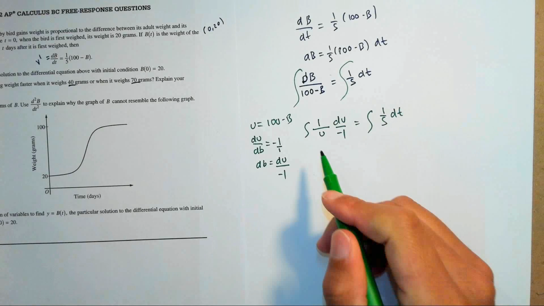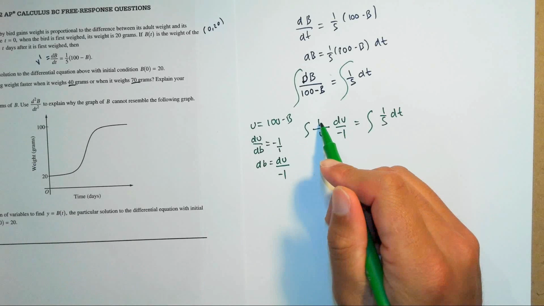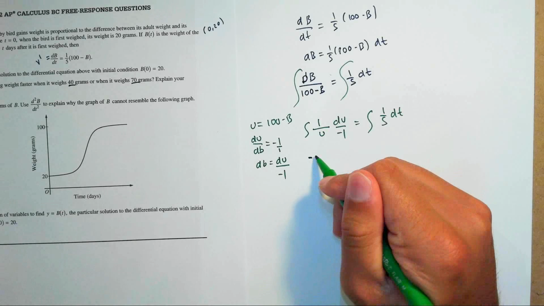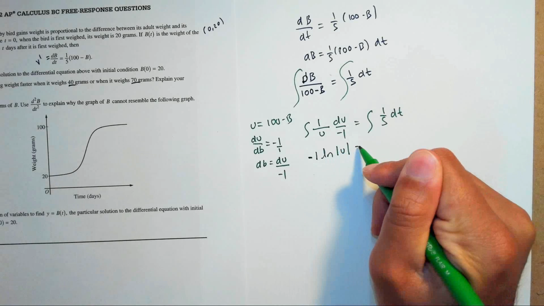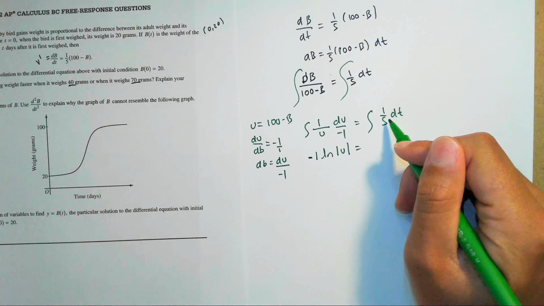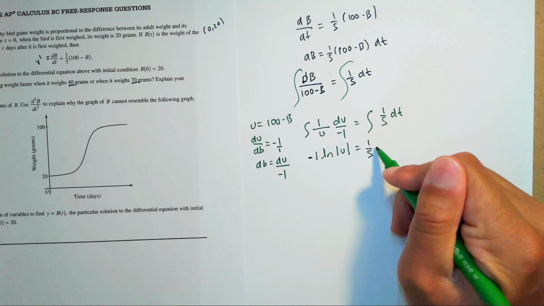Well, when I integrate the left side, you have to remember this negative 1 is going to come to the outside, and anytime you have the integral of 1 over u, that's always going to be ln absolute value. So this is going to become negative 1 ln absolute value of u is equal to, and now integrate the right side. Well, this is just numbers, so how do you find the derivative of a number with respect to that letter? Hopefully you agree that's going to be 1/5 t.